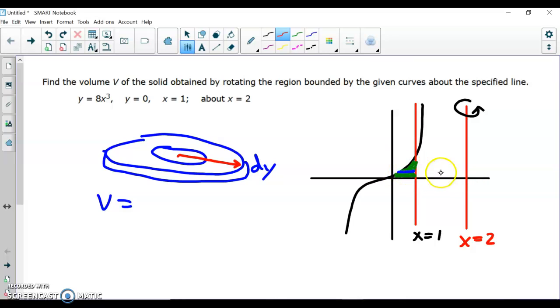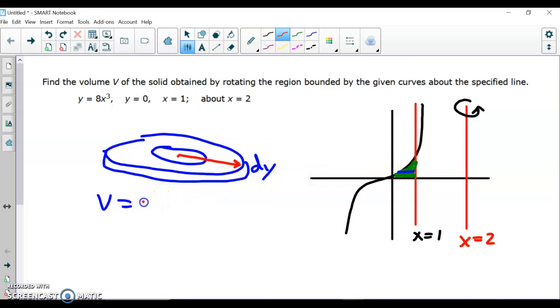So we're going to be defining this distance. Now notice the radius is always going to be 2 minus whatever value we're at on the function here, whatever the x value is here. We're going to represent it in terms of y. But it's the function itself, right? As the strip moves, the radius is always going to be 2 less whatever value we're talking about on the function. So let's start with that.